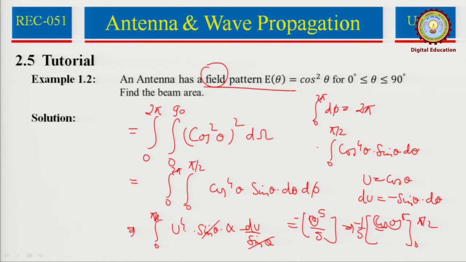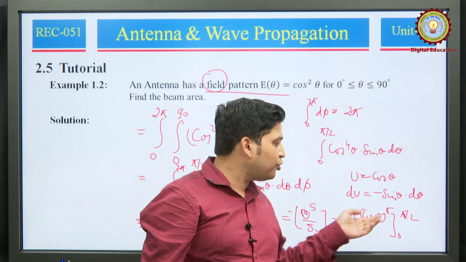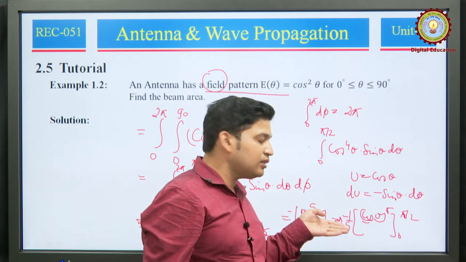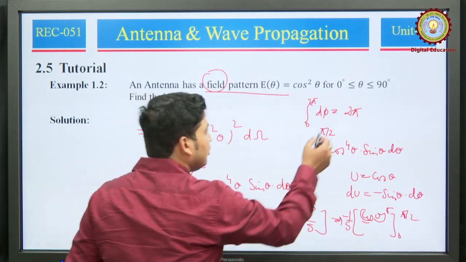minus 1 by 5 cos theta to the power 5, from 0 to pi by 2. So, you need to solve this: cos 0 is 1, cos pi by 2 is 0, and for any value, whether 4 square, 5 square or 10 square, this first value is 0 minus 1. So, minus, minus, plus 1 by 5. So, how much value do we get?